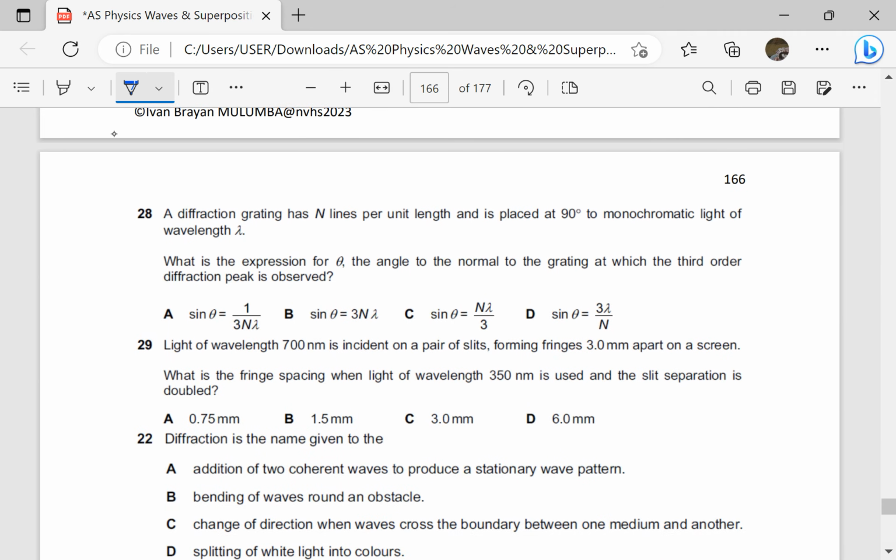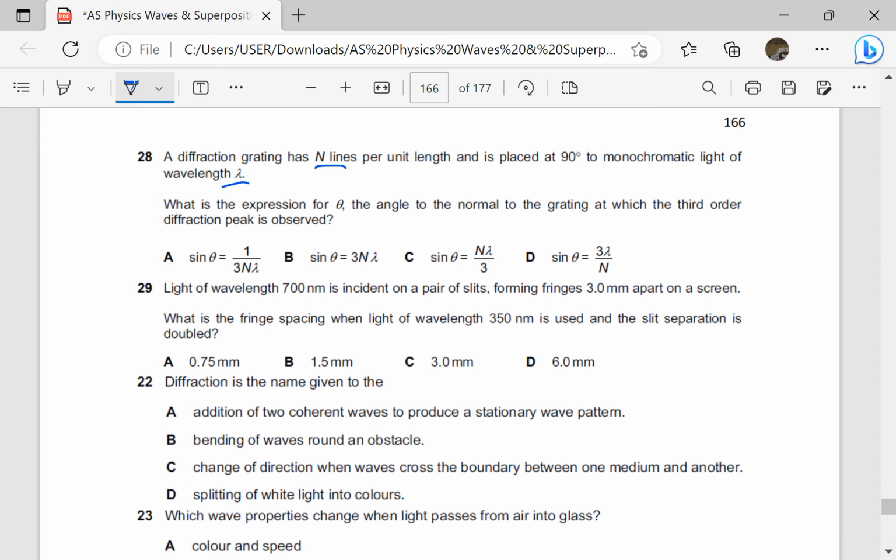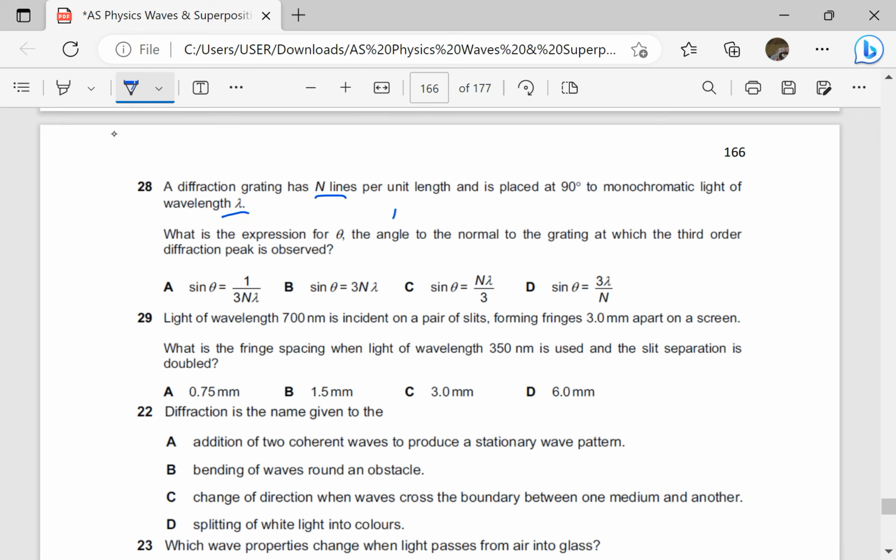A diffraction grating has n lines per unit length, that is per meter, and is placed at 90 degrees to monochromatic light of wavelength lambda. What is the expression for theta, the angle to the normal to the grating at which the third order diffraction peak is observed? So since it is a diffraction grating, we know that n times lambda, sorry, not capital N, it's small n. Small n times lambda is equal to d sine theta.